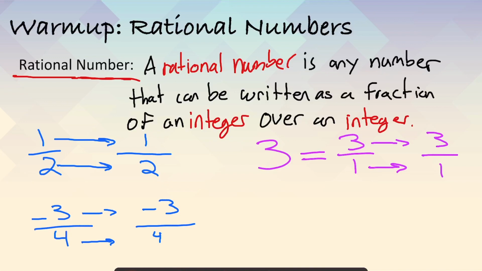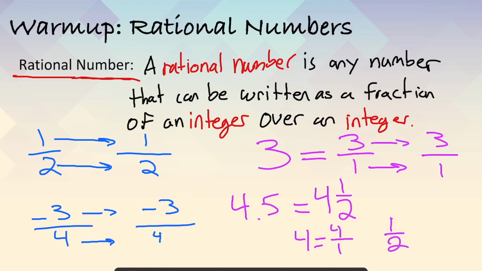Now what about something like 4.5? Well, if I write that as a fraction, that would be 4 and 1/2. 4 is a rational number because that's just 4 over 1. And 1/2 is a rational number because 1 and 2 are integers. So technically, both of those are actually rational numbers as well. So at this point, you might be thinking, well, what isn't a rational number? And we are going to talk about that here in a second.